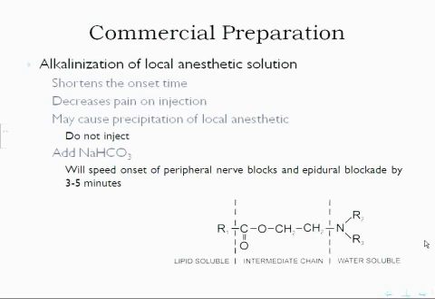Now, if you look at the local anesthetic, it's made up of 3 different components. It's got a lipid-soluble component, an intermediate chain, and a water-soluble component. And depending on how the local anesthetic is set up molecularly, you can make it either more lipid-soluble or more water-soluble.